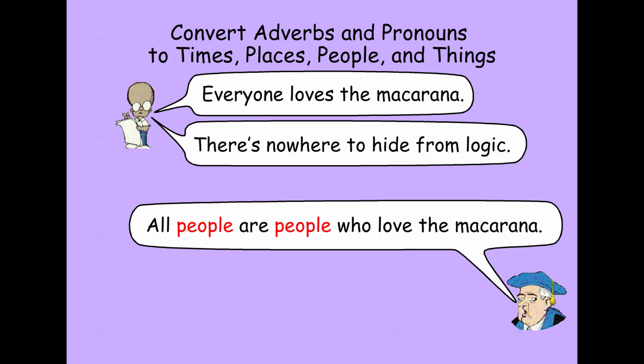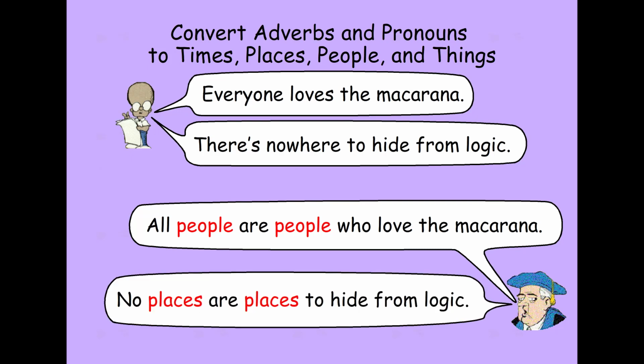Here's another one. There's nowhere to hide from logic. Here again, nowhere, we've got to translate that into a place. So we've got no places are places to hide from logic. So again, hiding is pushed into our predicate term.